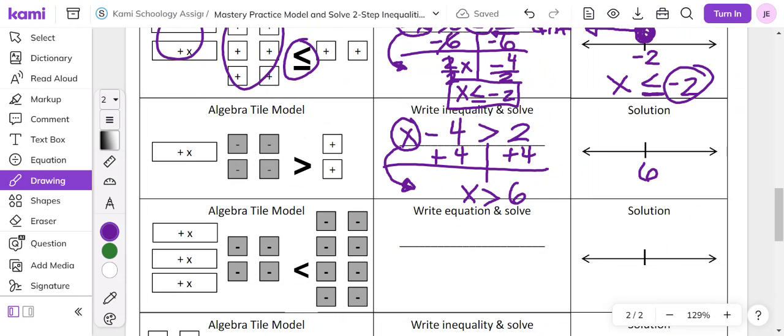So x is greater than 6. So we're going to put a circle here at 6. X is greater than, but it's not equal to. So because it's not equal to, it's going to be an open circle going to the greater than side.